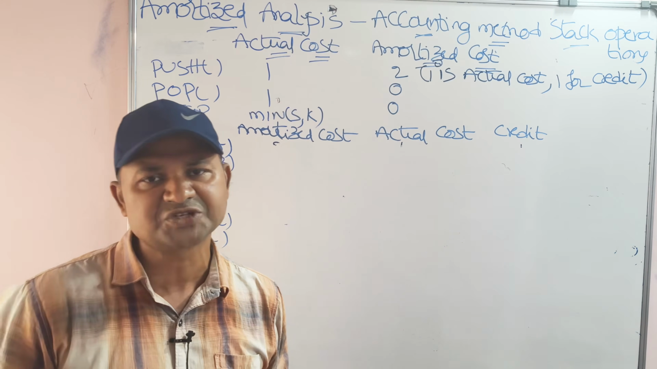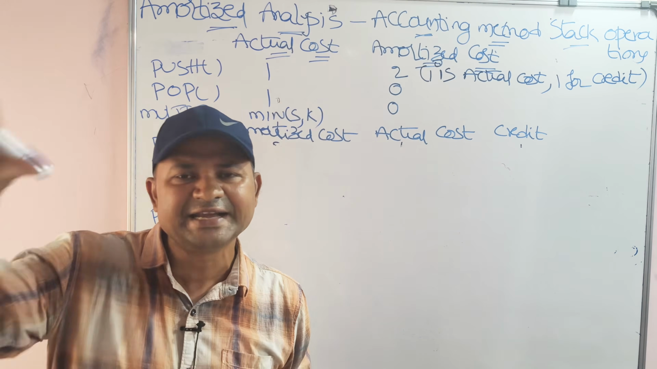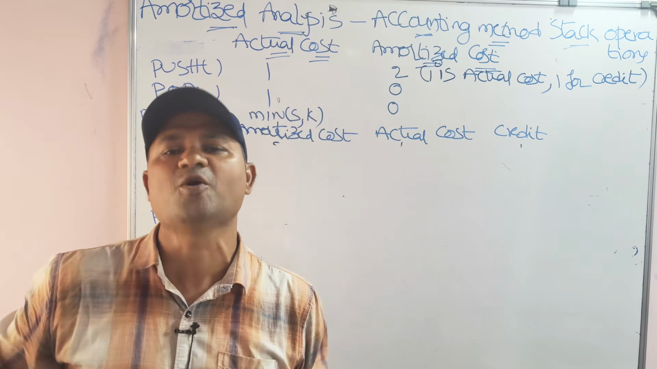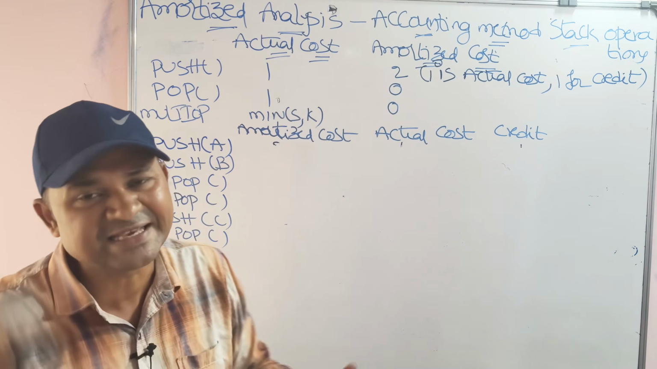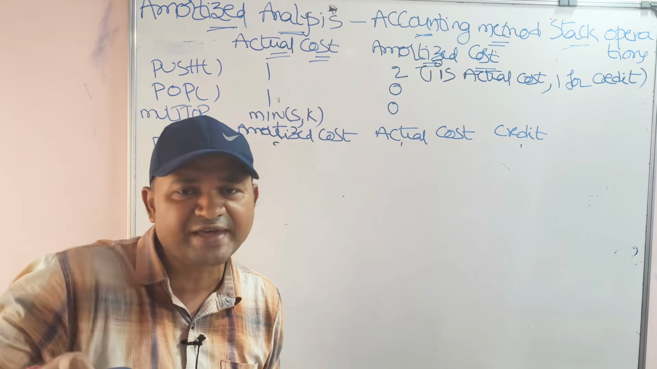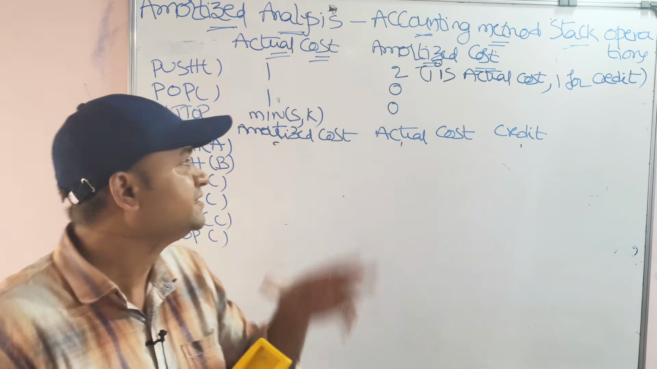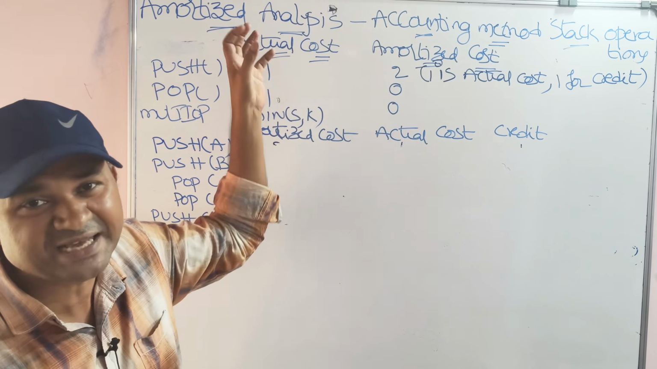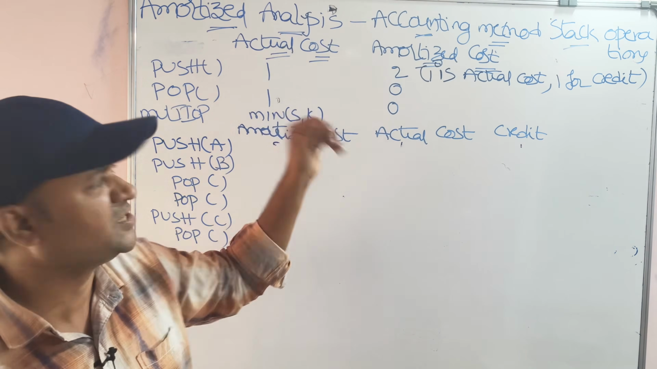So amortized cost means we can assign different costs to different operations. So we are assigning the amortized cost. Actual cost means the cost of executing that operation. This is the actual cost. What is the real cost of executing that operation?